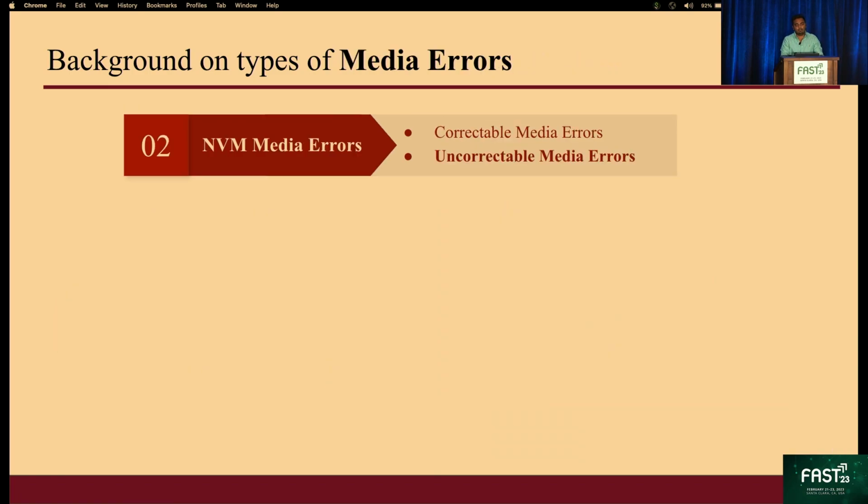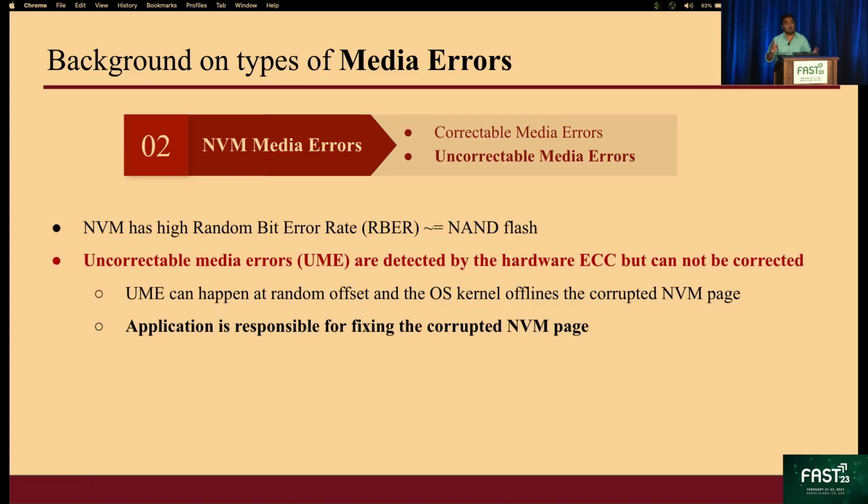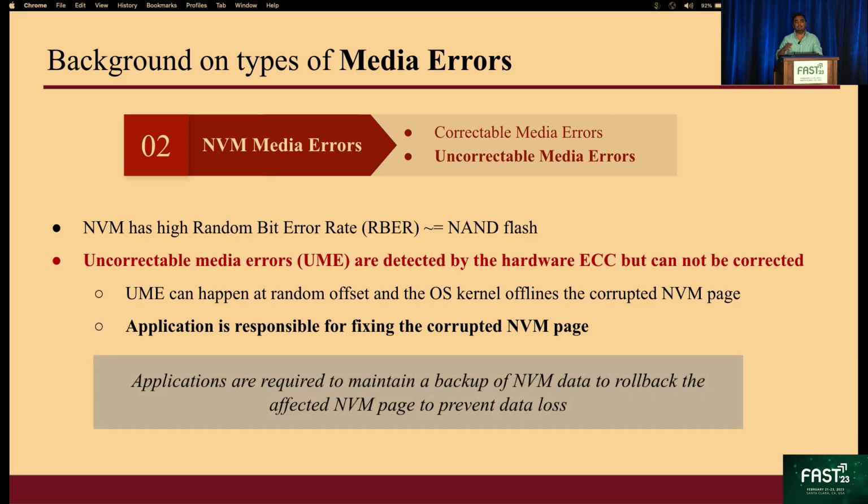And on the other hand, we have the media errors. Two types are correctable and uncorrectable. Correctable media errors are not a cause for concern because they are transparently detected as well as corrected by the hardware ECC. On the other hand, uncorrectable hardware or media errors are something that the hardware ECC cannot correct itself, so the onus falls on the application to fix the corrupted NVM page. So with that respect, the application needs to have some kind of a backup of the NVM data in order to roll back the corrupted NVM page, right? So that's the case of uncorrectable media errors, right?